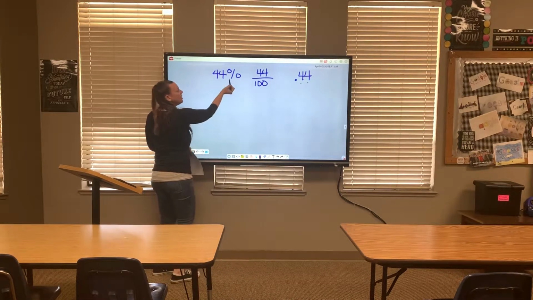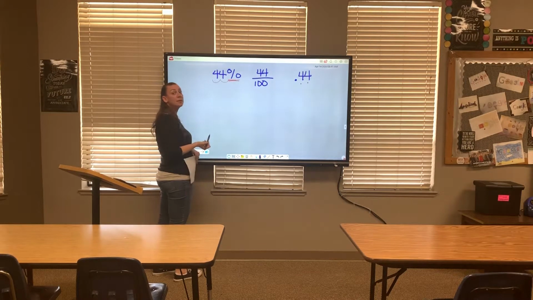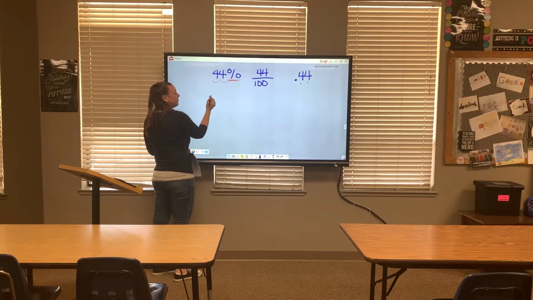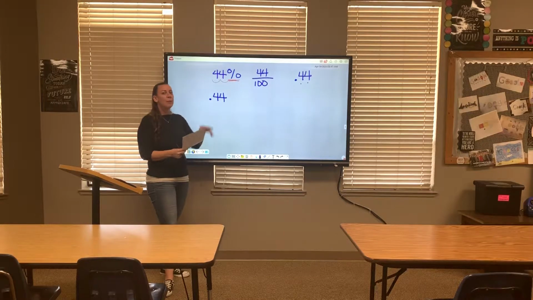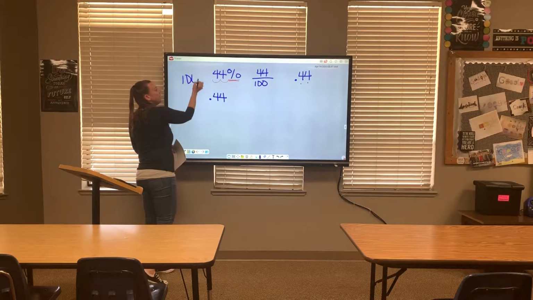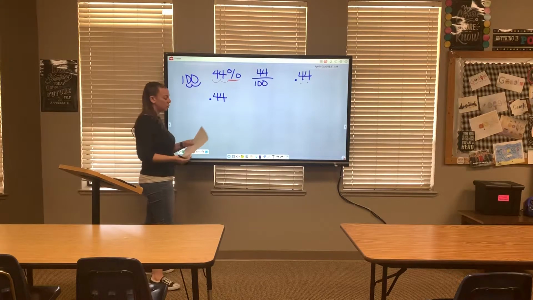Another way that I can do this is I can work from my percent symbol and I can move 2 spots. And that would give me a decimal spot right there, 0.44, and now I'm working with the same thing. So I move 2 spots because per 100, it's almost like I'm working with those 2 zeros. Okay, I'd move it 2 spaces.